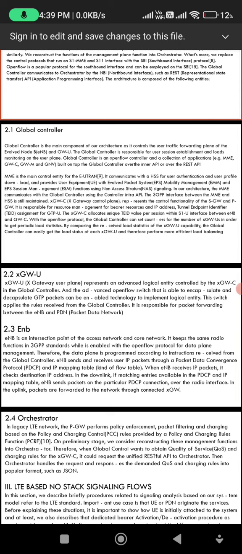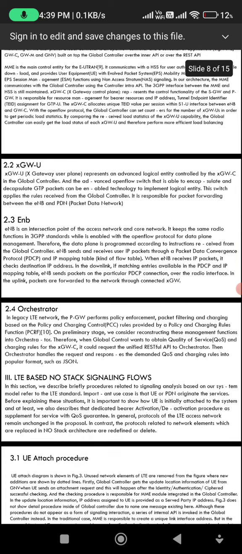The global controller can set counters for the number of XGWUs in order to get periodic load statistics. By comparing the received load statistics of the XGWs, the global controller can easily get the load status of each XGW and therefore perform more efficient load balancing.